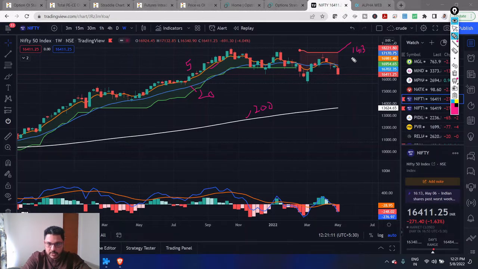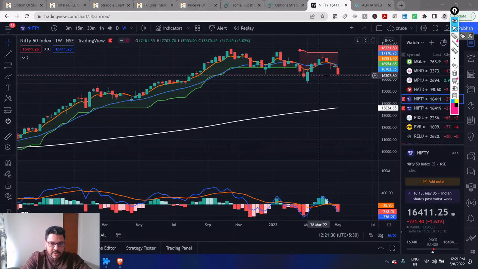14 and 2 we used to use before. Now I've changed it to 14 and 3 because a lot of volatility has come into Nifty as well. So to avoid frequent stop loss hits, we have changed the setting to 14 and 3. You can follow this, and I'll show you the importance of that as well.